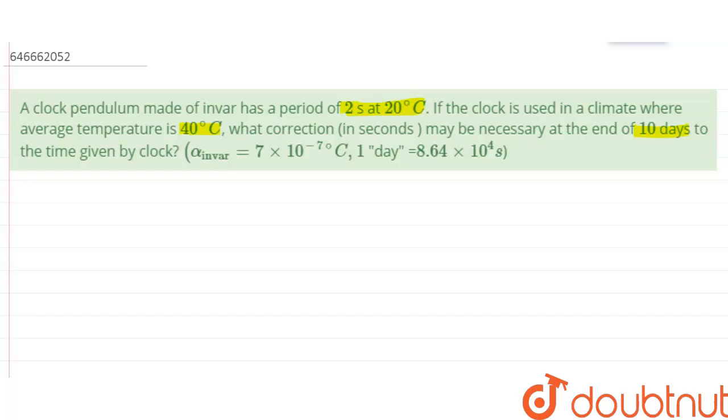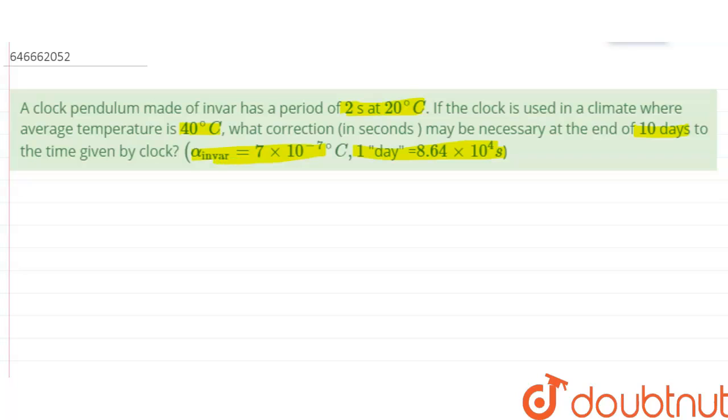And alpha of invar, that is the linear expansion coefficient for invar, is given as 7 into 10 to the power minus 7 per degree centigrade. And in 1 day, the number of seconds is given as 8.64 into 10 to the power 4 seconds.